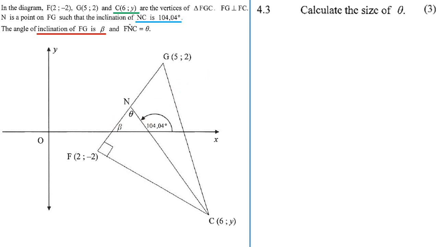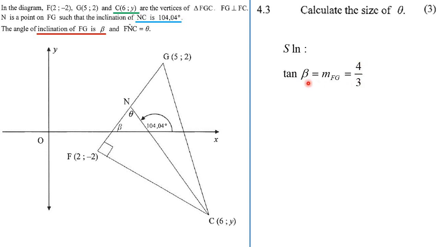Before I even continue, this is 3 marks. We don't have to spend more than 3 minutes on this question. Now you write down the formula: tan of the inclination angle is equal to the gradient of the line that is forming that inclination, and the line forming the inclination is FG. And we know this gradient to be 4 divided by 3. Very simple. So we have tan beta equal to 4 divided by 3.